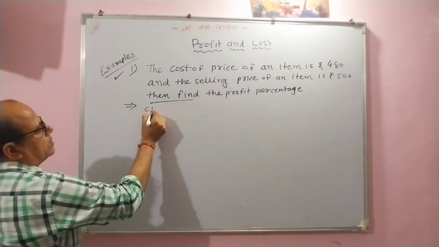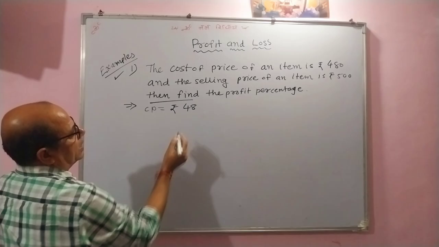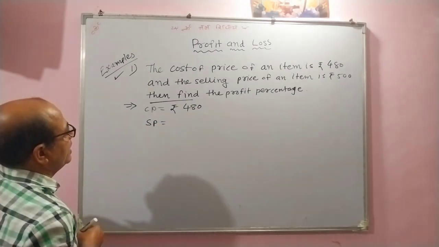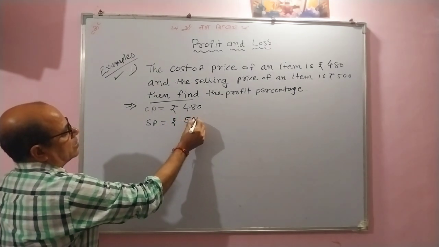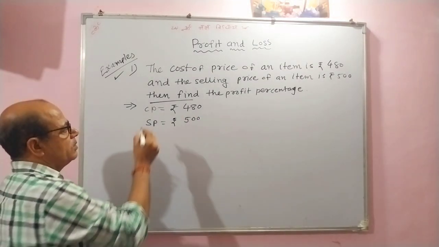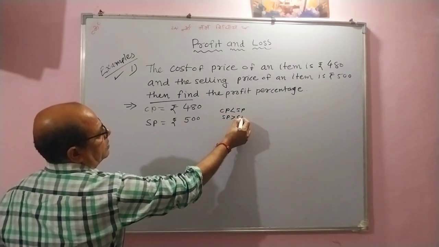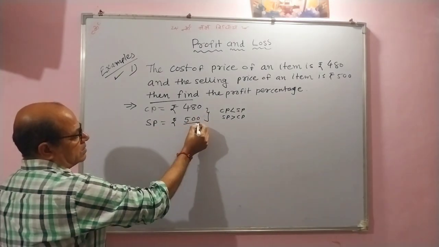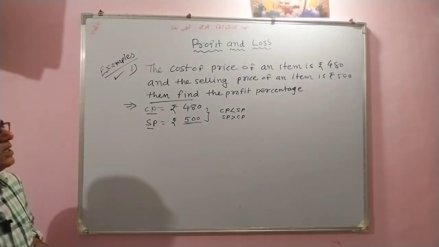First of all, you have to write down CP. CP is equal to rupees 480, right? Then what is SP? CP means cost price and SP means selling price. Selling price is rupees 500. Now you have to find out what occurs in this transaction. If CP is less than SP, or you can say SP is greater than CP, that means profit. This digit is greater than this digit, meaning CP and SP, that time it occurs profit.